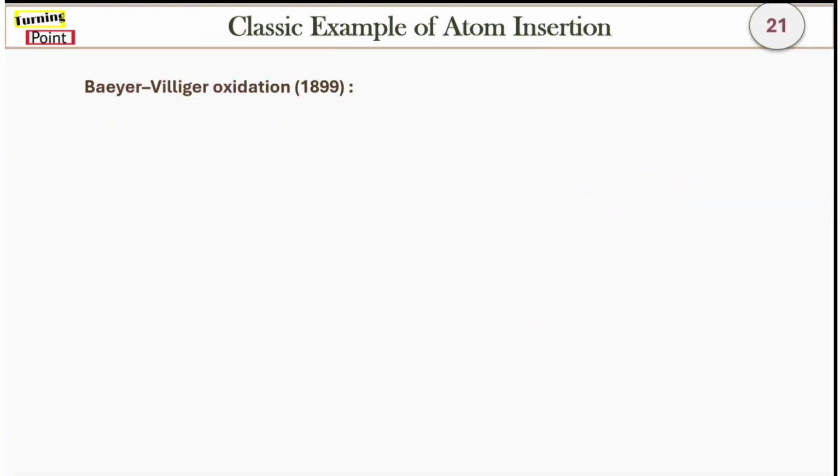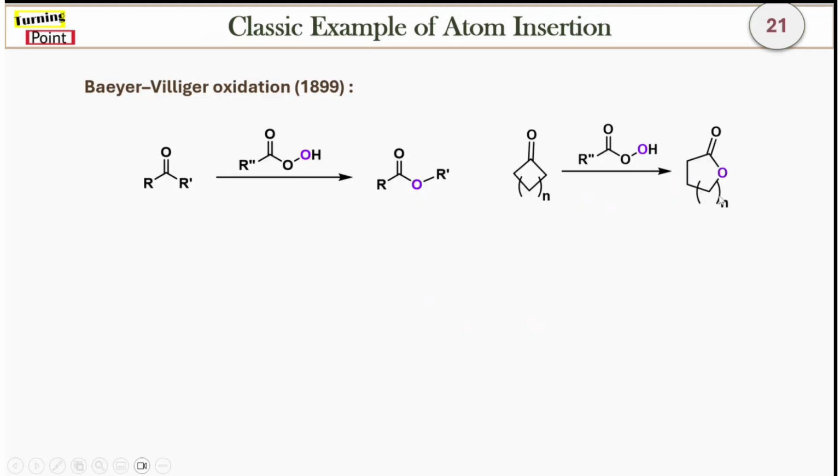So there are some examples of atom insertion in our traditional chemistry also. The first example is Baeyer-Villiger oxidation. So what is Baeyer-Villiger oxidation? If we take a normal ketone, in the presence of a peracid it will give this ester, which is nothing but the oxygen atom inserted product. Second, if you take a cyclic ketone, then it will give this cyclic ester, which is a lactone. Both are examples of oxygen atom inserted products. But it has a limitation because it can only insert an atom next to a carbonyl functional group.